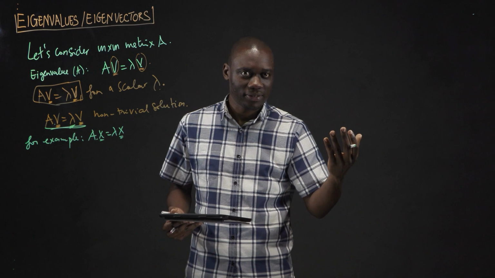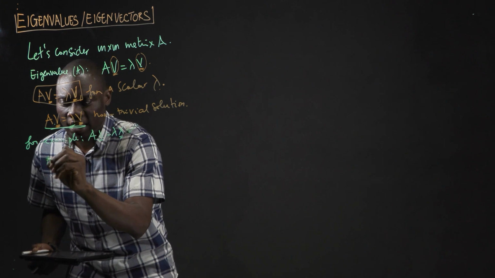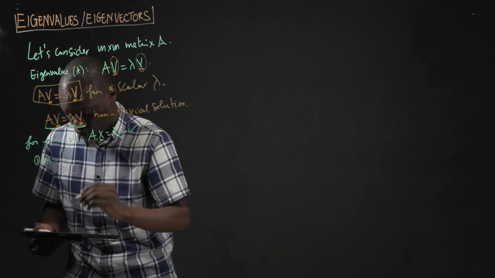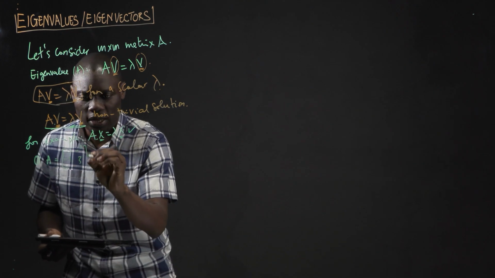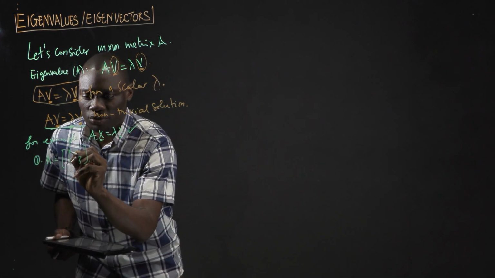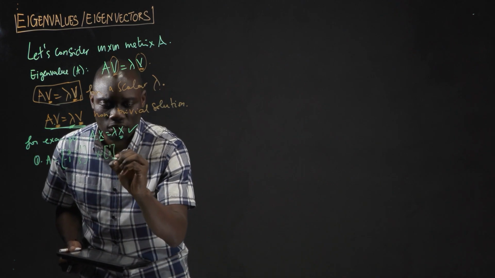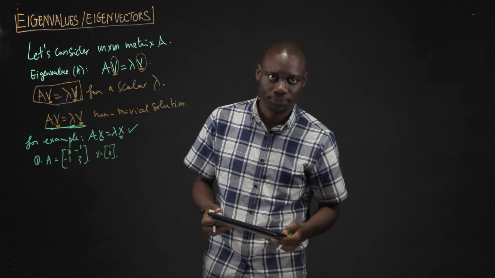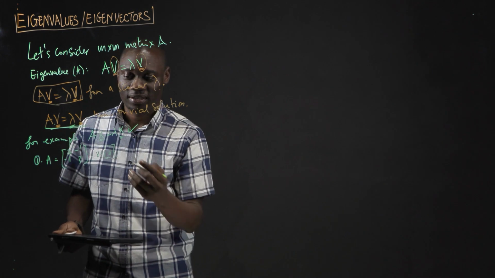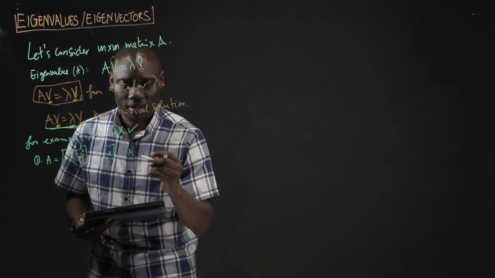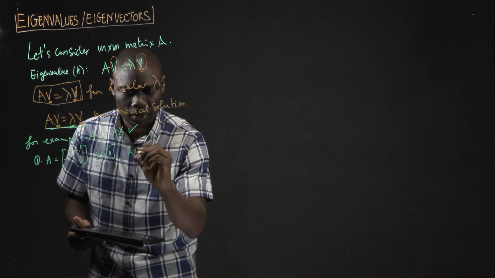Now, let's have a look at some examples to test whether some vectors are solutions of this equation. Let's say this is the first example. Matrix A equals [3, -1; 1, 3]. Let's check if the vector (1, 0) is an eigenvector of matrix A. How do you do that? You have to multiply A times x.